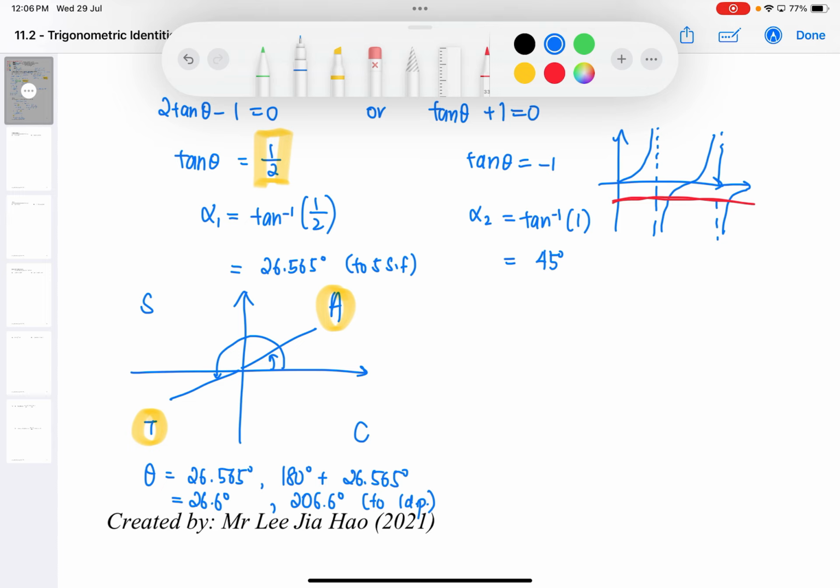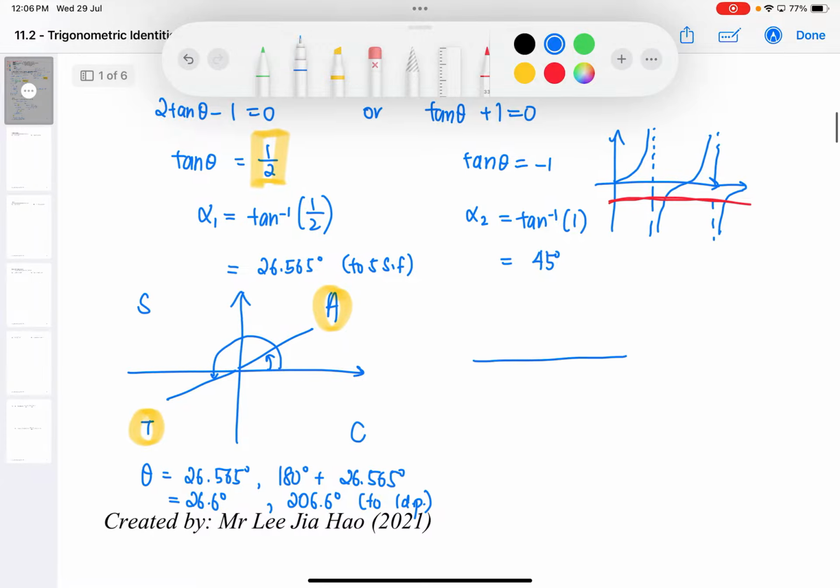No need to sketch ASTC. You don't need to sketch also can. You want to draw on the same diagram also can, but it's just very complicated. So I will draw it separate for you all, okay? So ASTC, which quadrant? Melissa, which quadrant?